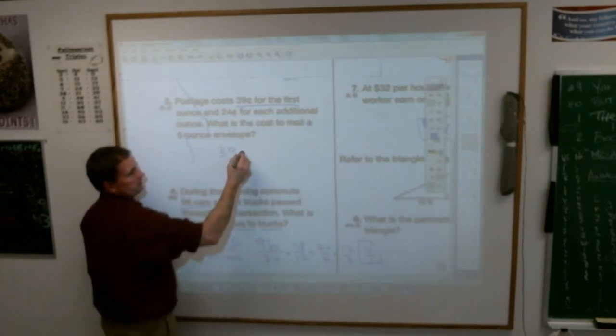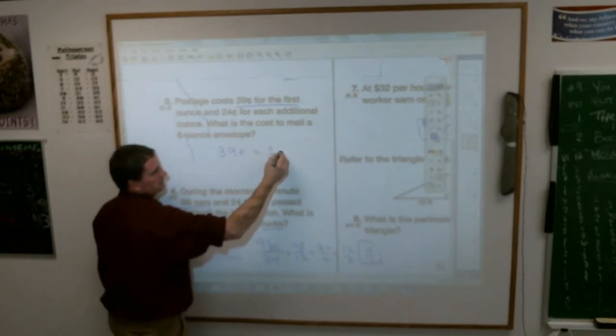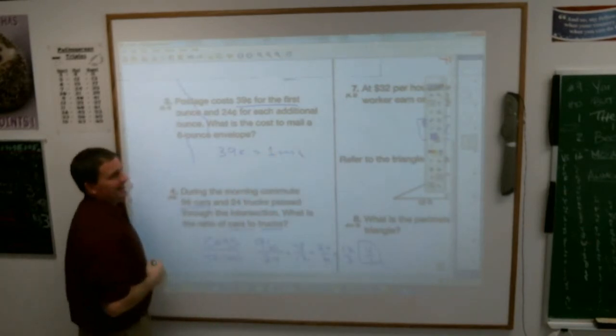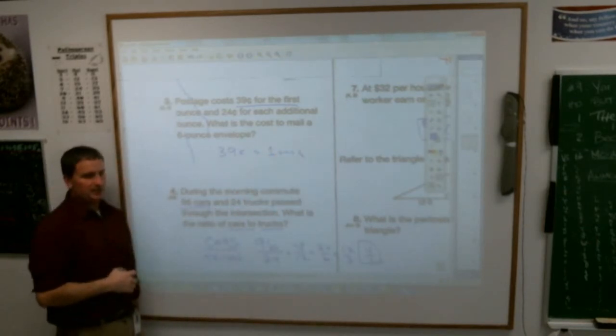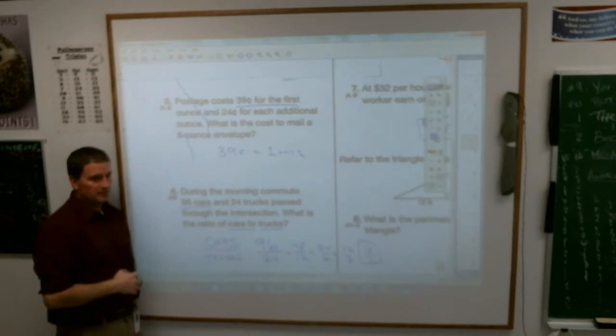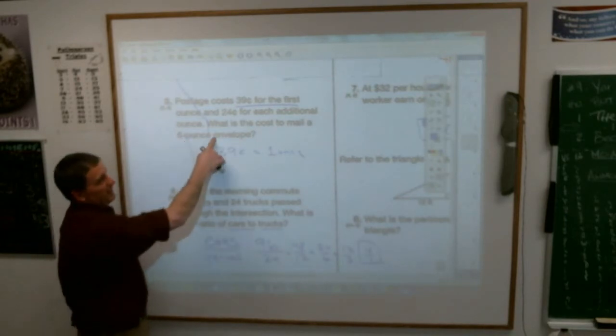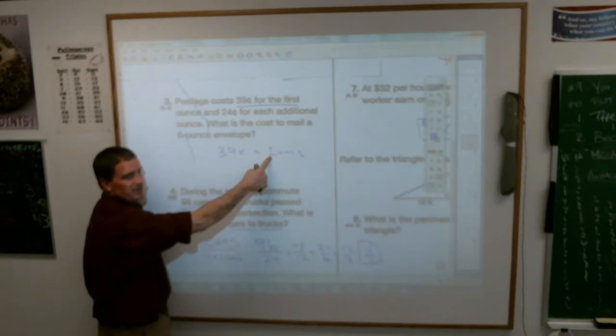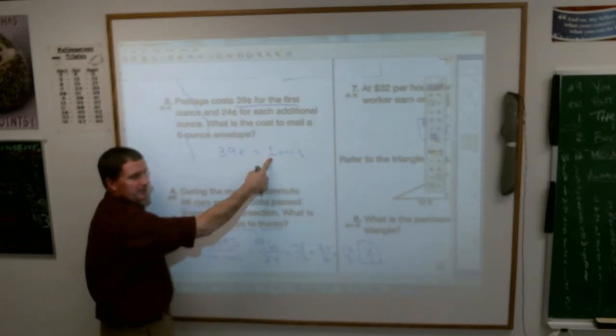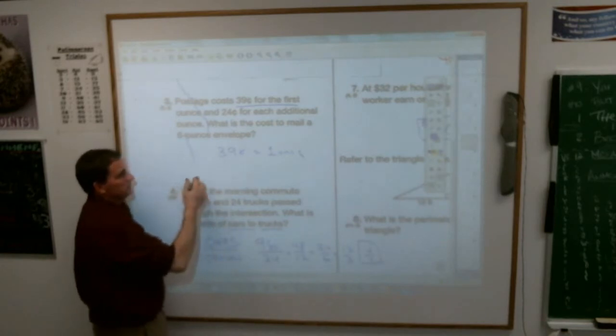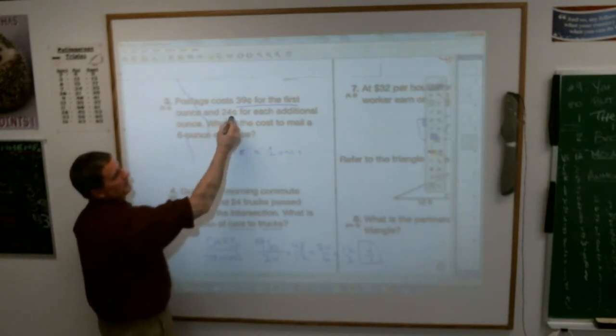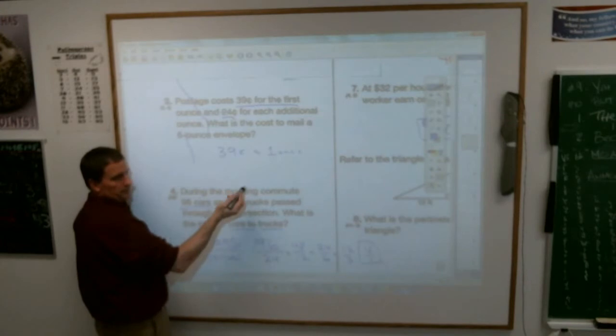So your first ounce is going to cost you that. How many ounces do you have left if you take that first ounce away? If it's a 6-ounce package and you already paid for one, 39 cents gets you 1 ounce, how many are left? 5, right? So you have to then pay 24 cents for 5 ounces.